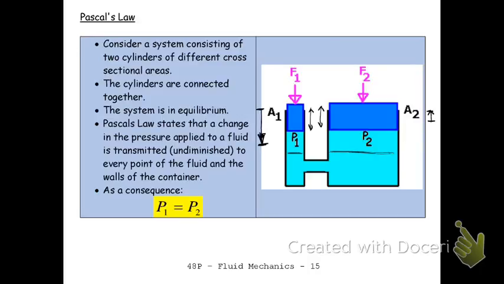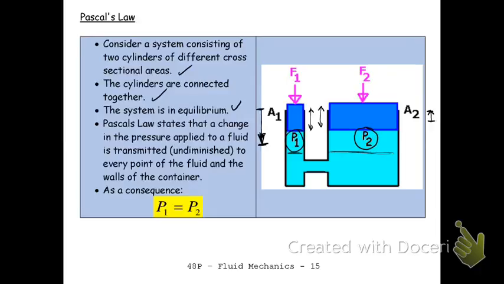Consider a system consisting of two cylinders of different cross-sectional areas. The cylinders are connected together. The system is in equilibrium. That means it's balanced. Pascal's law states that a change in the pressure applied to a fluid is transmitted to every point of the fluid and the walls of the container. So as a consequence, the pressure there is exactly the same as the pressure there.